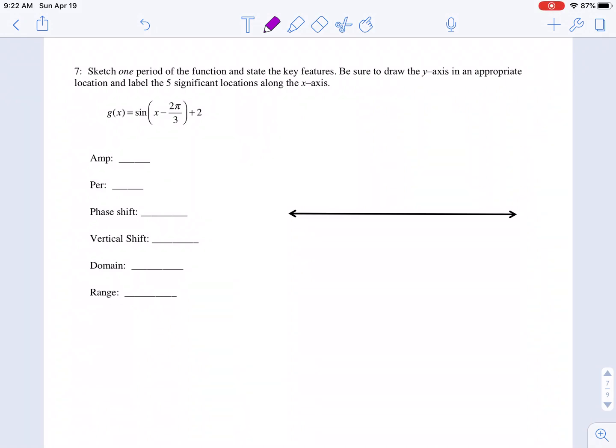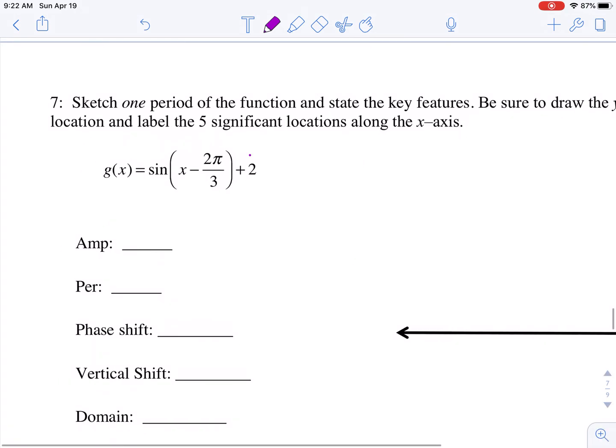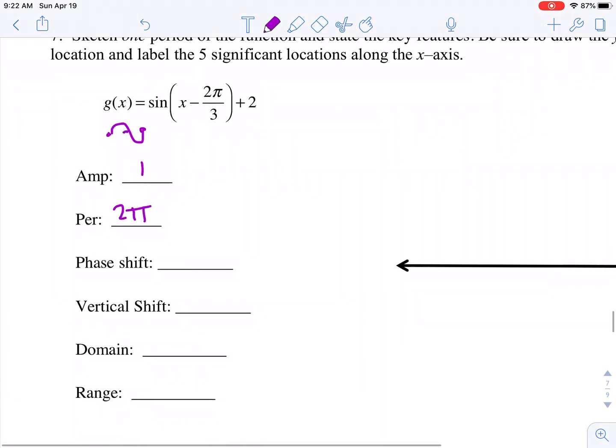Okay, so hopefully you gave this one a try. A sine curve, no stretch, no vertical reflection, is going to look like this, right? Always just like drawing in that shape. Now my amplitude is 1, because that a value is 1. My period is still 2 pi, because we haven't adjusted the period.